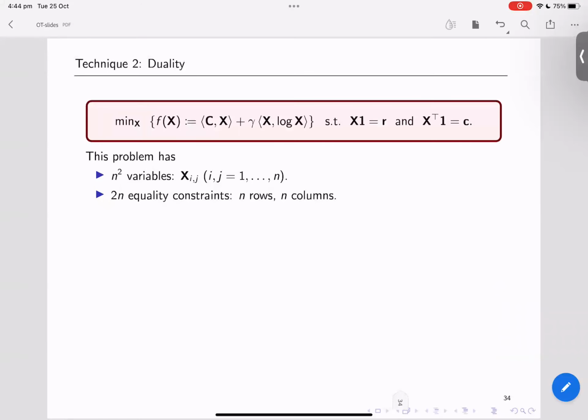So that's the first technique, adding regularization. The second technique is to use duality, okay? Remember, this problem has n squared variables, right? That's from x, but it only has two n constraints, right? Remember, x times one equals r is just n equations, and x transpose times one equals c is also n equations. So basically you just have a constrained optimization problem with n squared variables and two n equality constraints, okay?